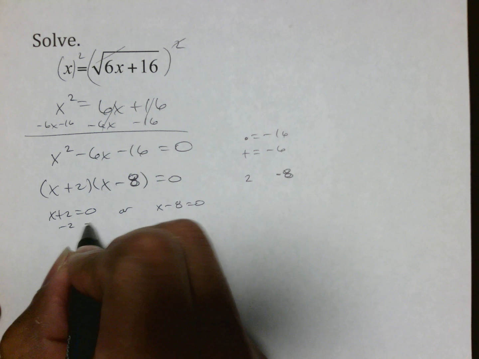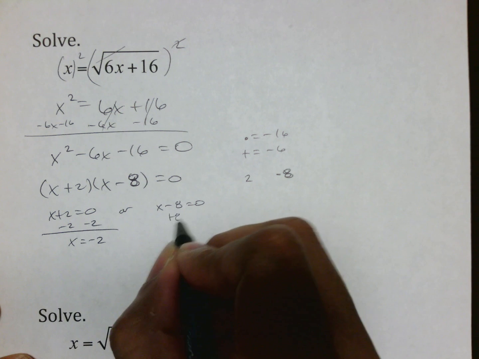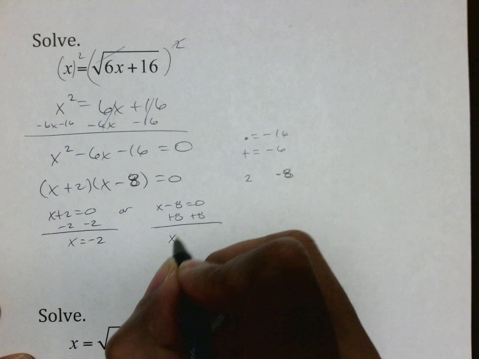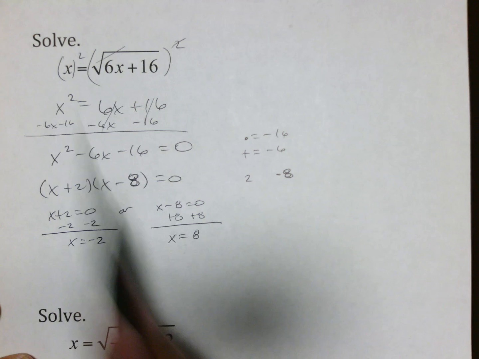You solve this by using the algebra that we know. We get the answer of x equals negative 2, and we get the answer of x equals 8. We then have to solve it, or check it, because again there's a variable inside and outside, so we want to check it.